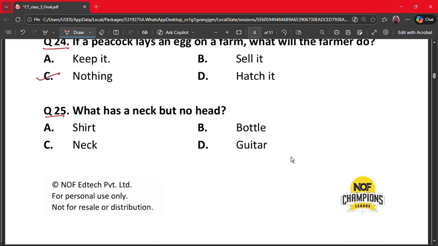Question 25. What has a neck but no head? A. Shirt, B. Bottle, C. Neck, and D. Guitar. The correct answer is option B. A bottle has a neck but no head.